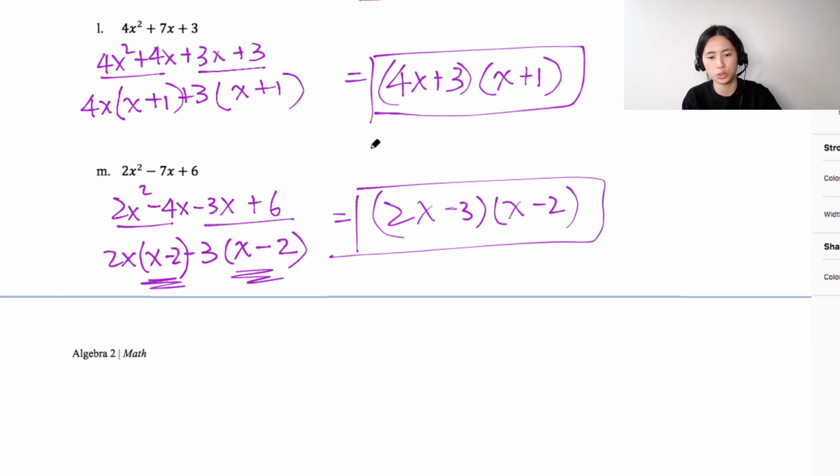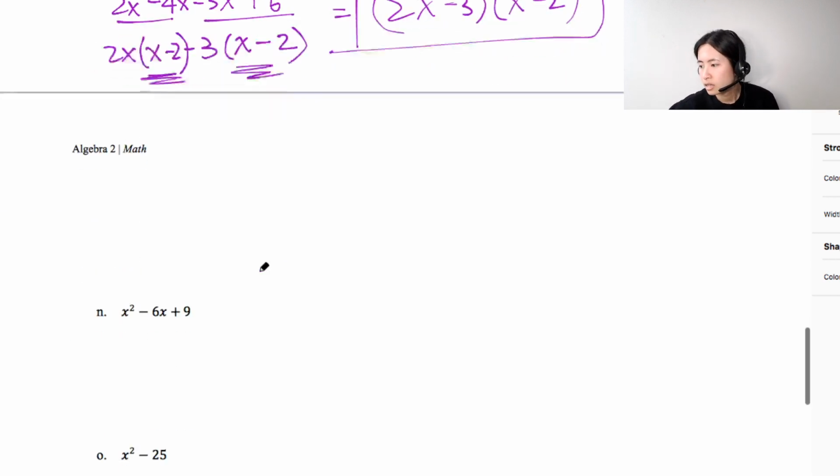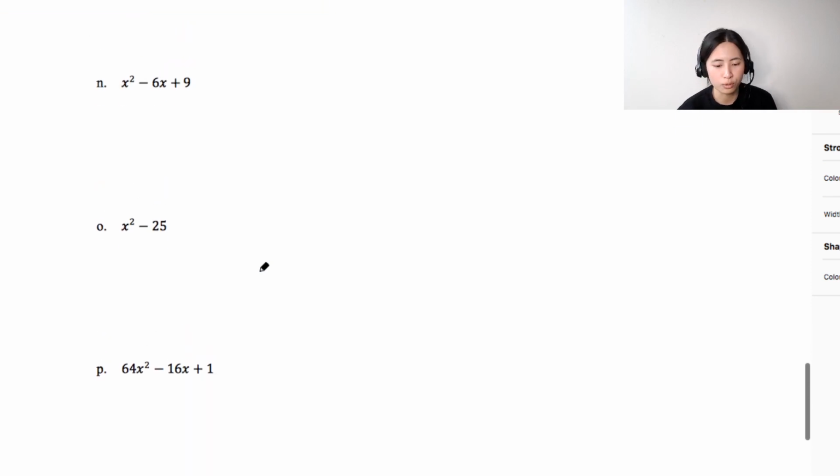So what I'm doing right now is basically factoring by grouping. You need to make sure that when you're grouping terms together, you have a common factor, which is x minus 2 in this case. Okay, a couple more things.